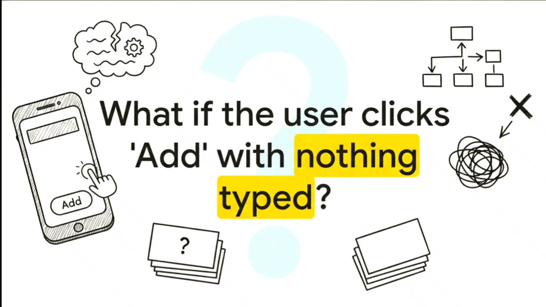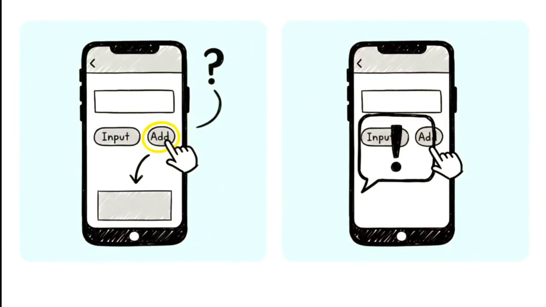Should it create a weird empty task? Or even worse, could it crash? The solution is actually pretty simple. We just add a rule, a little check. Before the app saves the task, it first asks, hey, is this text box empty? And if the answer is yes, it just doesn't save anything. Instead, it could pop up a little message that says, whoops, please enter a task. It's a tiny bit of logic that prevents a huge headache later.